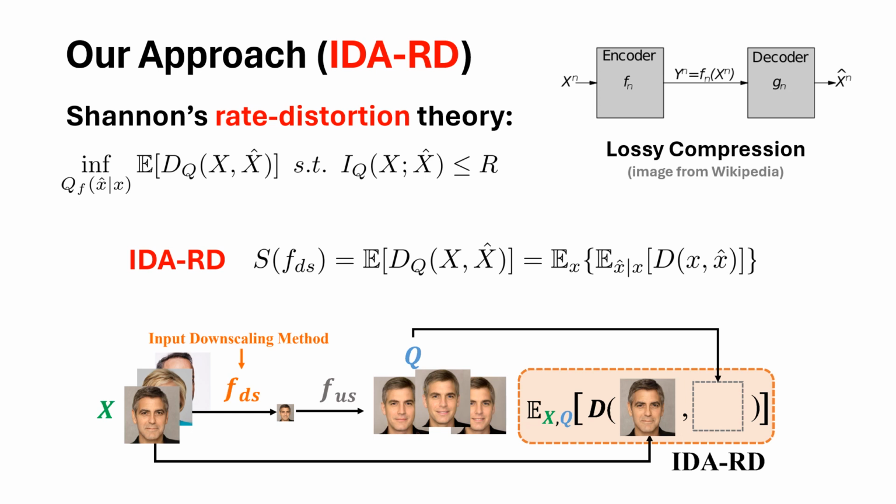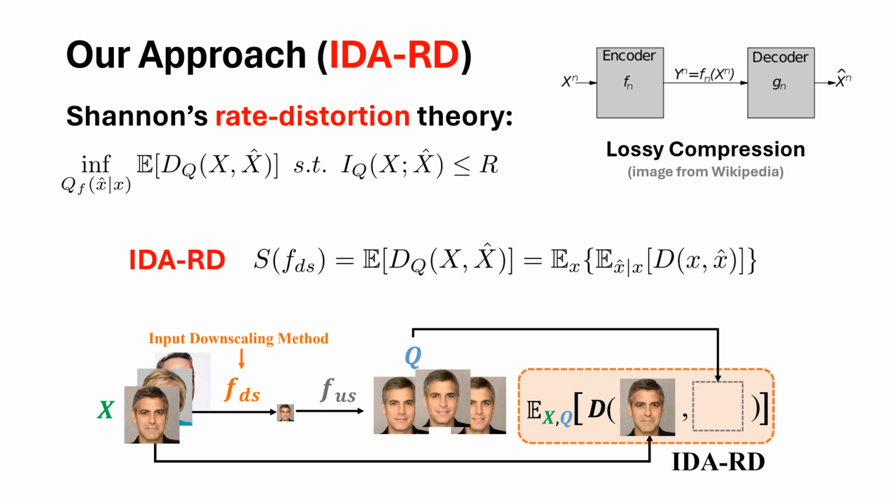Therefore, we propose to use the expectation of the distortion as an evaluation metric for image downscaling, which is our IDARD measure. The lower S, the better the downscaling algorithm FDS. The figure below is an intuitive illustration of our IDARD, where FDS denotes the image downscaling method to be evaluated, FUS denotes the image upscaling method to reconstruct the input, and the orange box on the right shows the expectation used in IDARD.